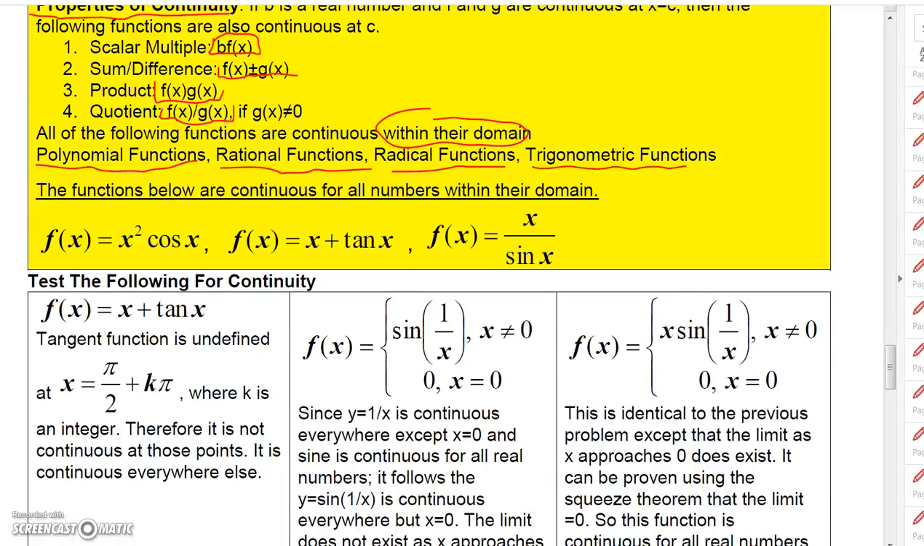Putting all that together, since x squared is a continuous function within its domain, and so is cosine x, then the product of x squared cosine x would be a continuous function. Since x is a continuous function and tangent x is continuous within its domain, then x plus tangent x would be continuous within their domain. And since x is continuous and sine x is continuous, then x over sine x would be continuous within its domain.